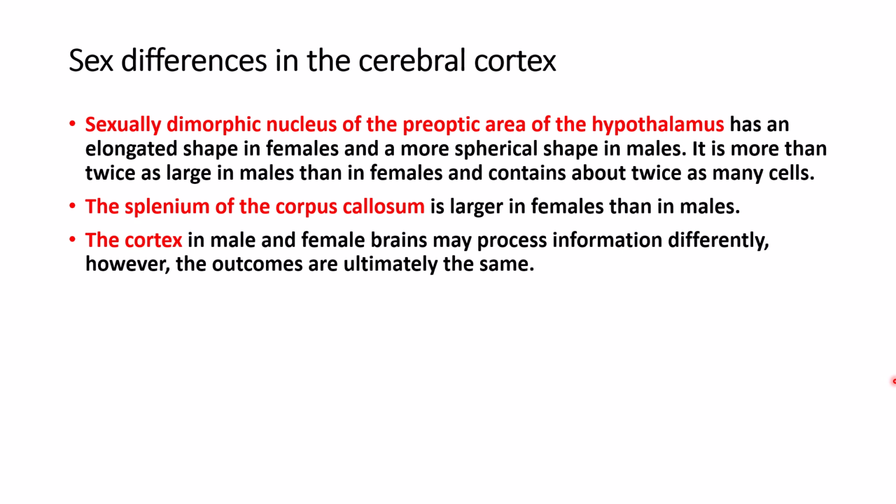Some stuff is written in your textbooks, I just put it there, but there are other things that I don't want to include. One of them is that in the preoptic area of the hypothalamus, the shape in female and male is a little bit different, and male is a little bit larger. And the splenium of the corpus callosum of a female is bigger than a male. There are also differences in the amygdala and the frontal cortex, and a difference in the thickness of the cortex of the brain.